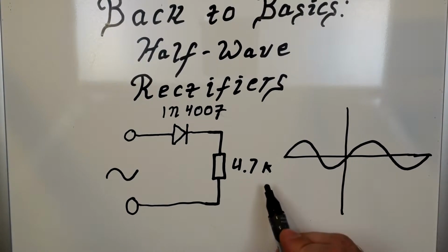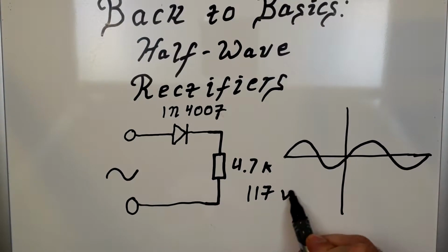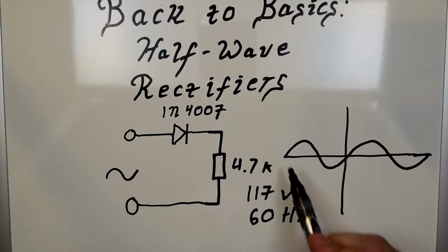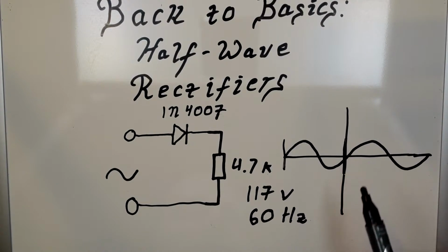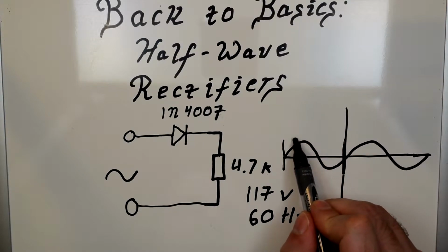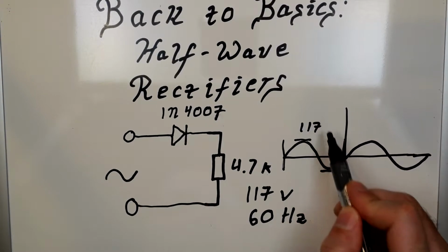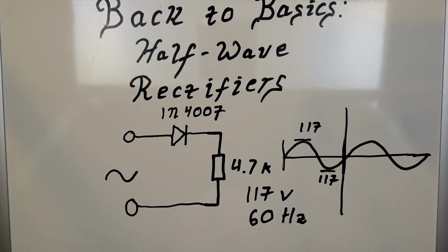Now, in the United States, we have our mains voltage set at 117 volts at 60 hertz. So basically what happens is it makes one of these 60 times a second. And this peak here and this peak here is about 117 volts. Most people say 120, but it's actually closer to 117.